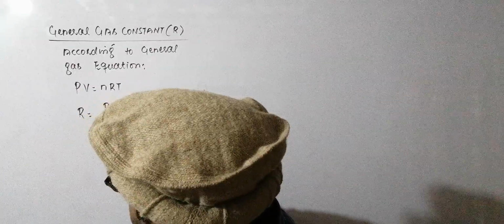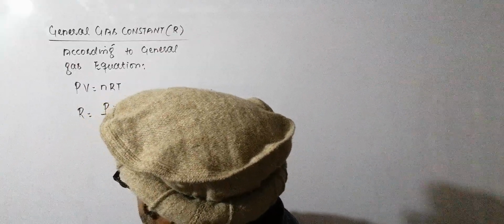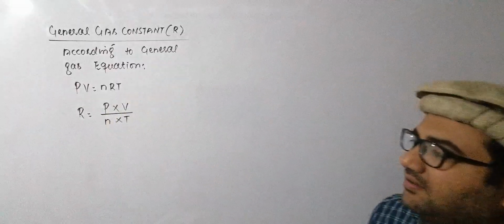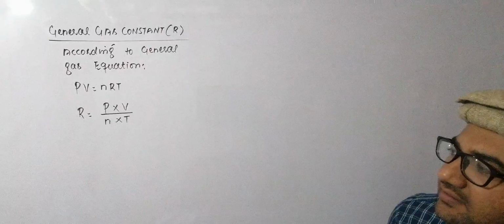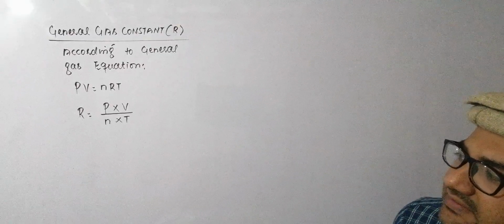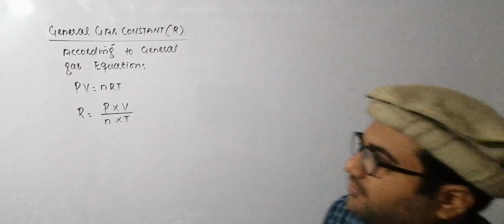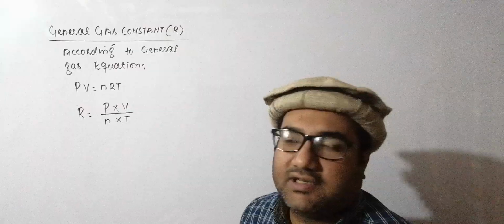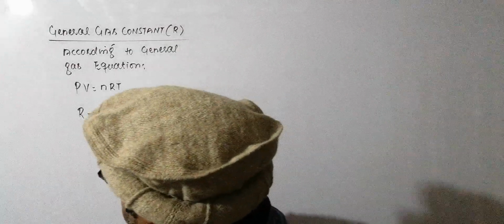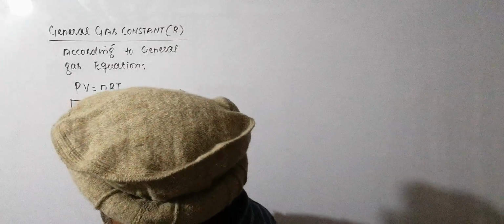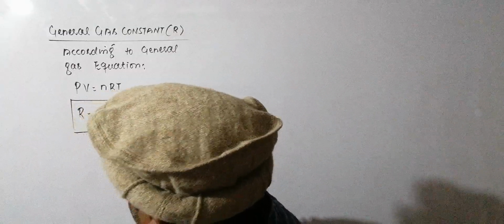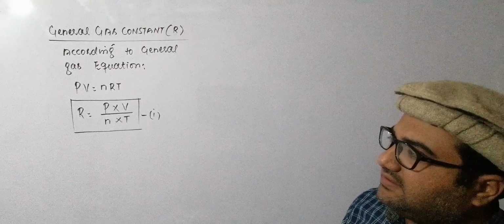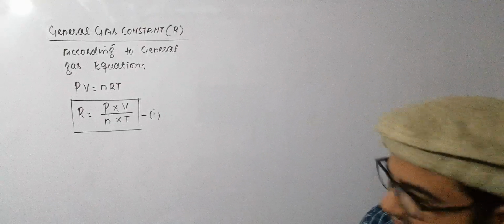Now, what will be R? That is equal to pressure into volume divided by number of moles into absolute temperature of the gas. So you may say that it is the ratio between the product of pressure and volume of the gas and the product of number of moles and absolute temperature of the gas. This one is the formula number 1.